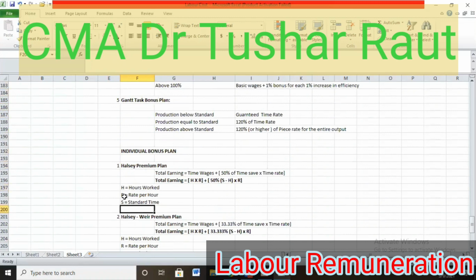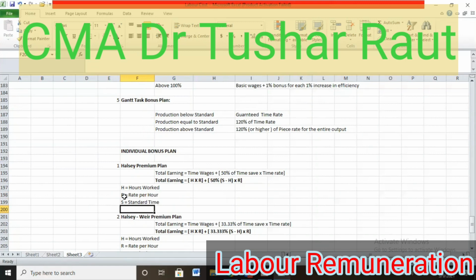So we are understanding the concept of Halsey premium plan. Halsey premium plan stands for: total earning is equal to time wages plus 50% of time saved into time rate. So total earning is equal to H into R, hours into rate, plus 50% of S minus H into R. Here H is hours worked, R is rate per hour, and S is standard time. This is the abbreviation of H, R, and S.